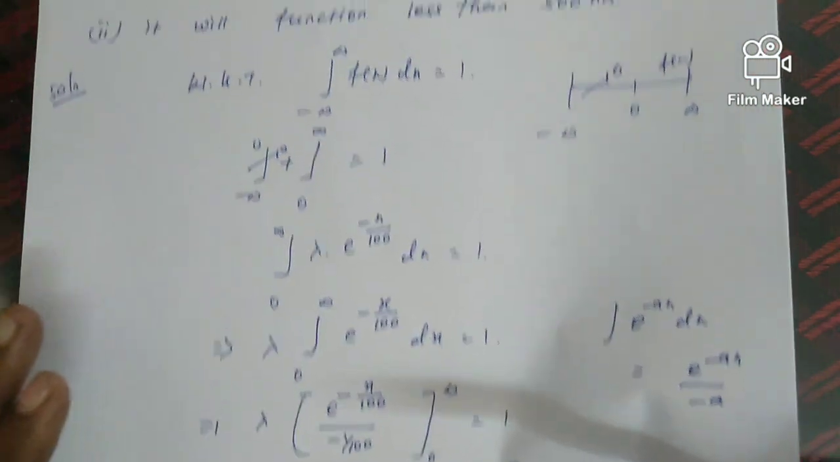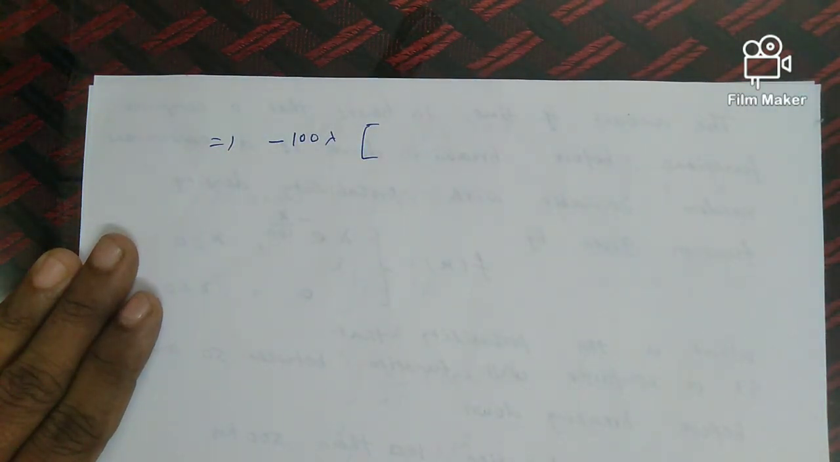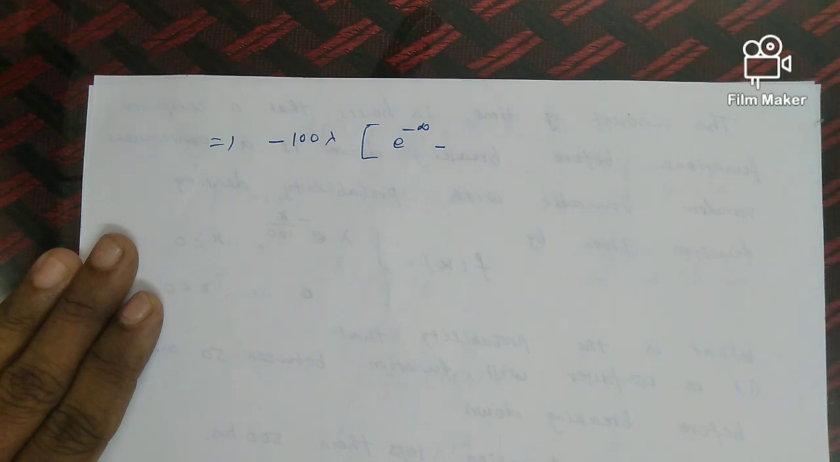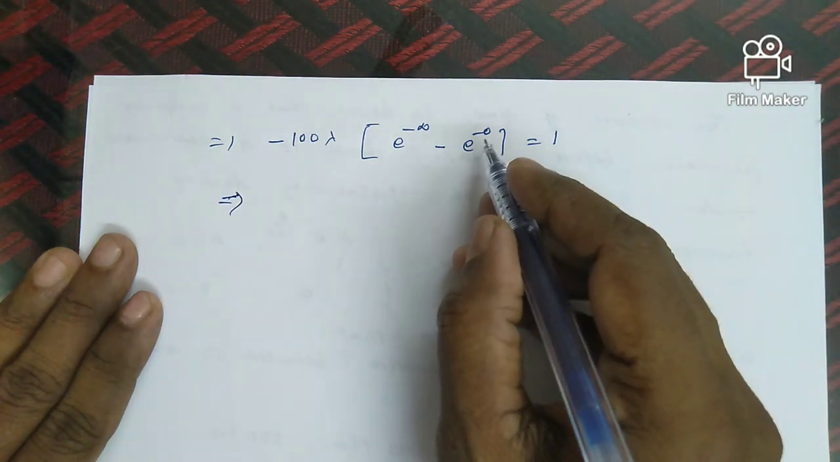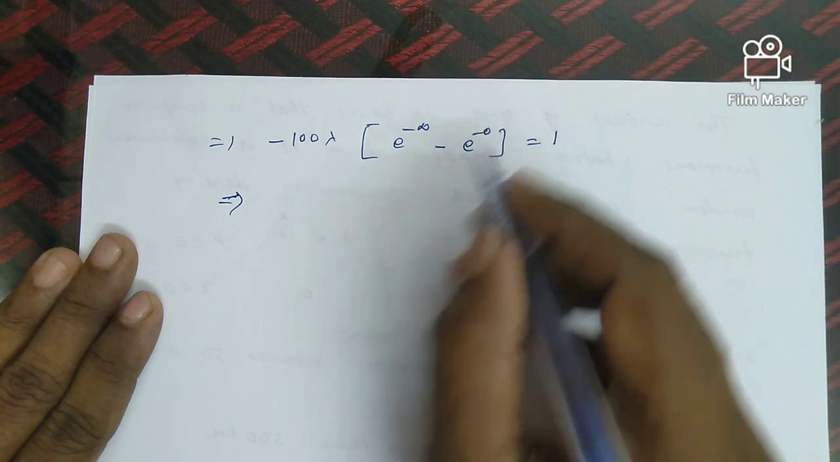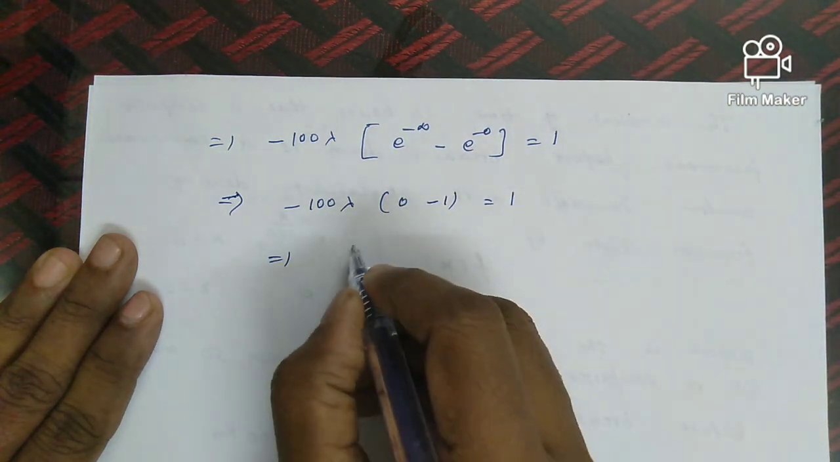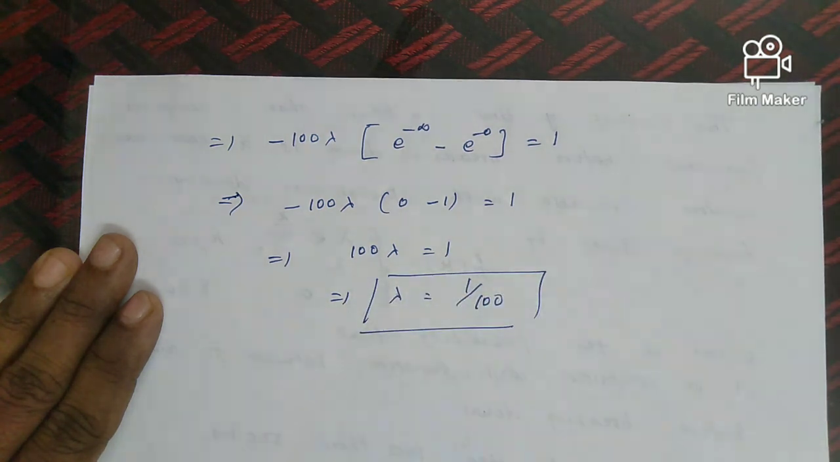Next we are going to apply the limit. The upper limit is infinity and the lower limit is 0. So it implies minus 100 lambda into, for the upper limit infinity, e power minus infinity, minus the lower limit 0, e power 0 equal to 1. E power minus infinity value is 0 and e power 0 is 1. So minus 100 lambda into 0 minus 1 equal to 1, which implies plus 100 lambda equal to 1, which implies lambda equal to 1 by 100. We got the answer for lambda.